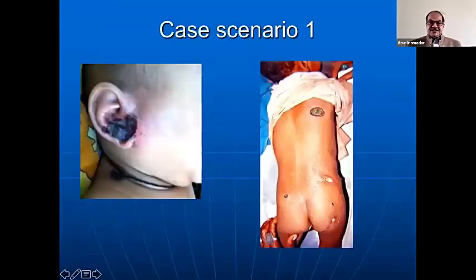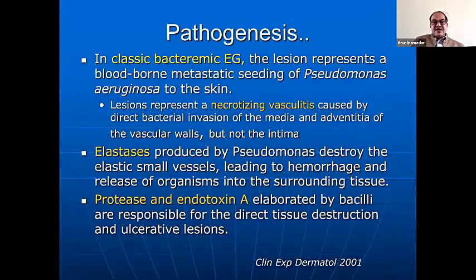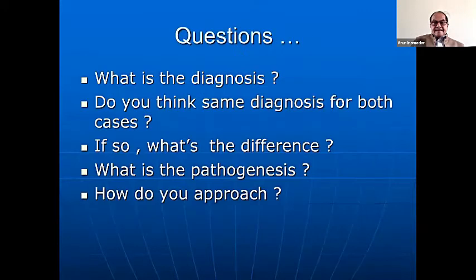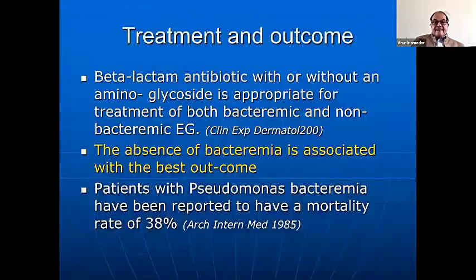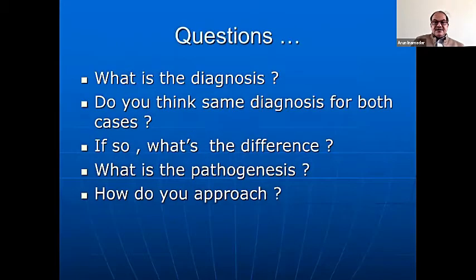Okay, we come to a case scenario where you have two different children, one with a lesion over the external ear and another with multiple skin lesions, which look like scars. They are clinically scars all over the body. Well, the question should be, what is the diagnosis? Do you think it is the same diagnosis for both cases? If so, what is the difference? And what is the pathogenesis and how do you approach it?